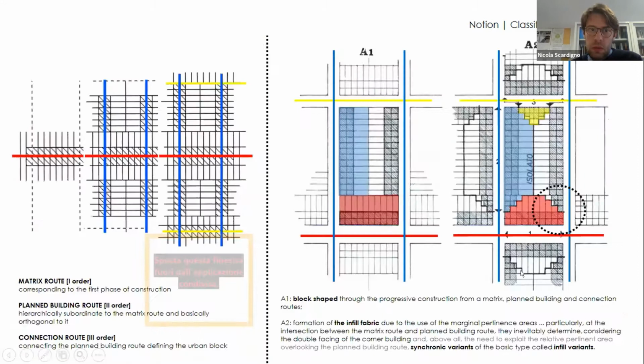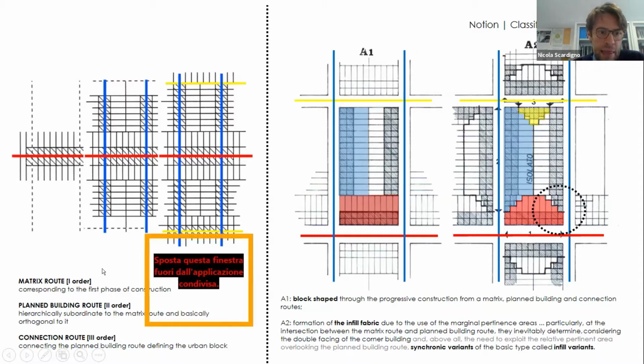To summarize what I just said, we have a scheme here where we can see the matrix root indicated in red, which corresponds to a first order root and the first phase of the construction. Then we have the planning building root, a second order root, the blue one, that is subordinated, as I said, to the matrix root, and which is basically orthogonal to the matrix root. And then we have the connection root, the third order roots, that connect the planning building roots and define the urban block. On the right hand side of that slide, we can see an example of a block shaped through a progressive construction from a matrix, planning building, and a connection root.